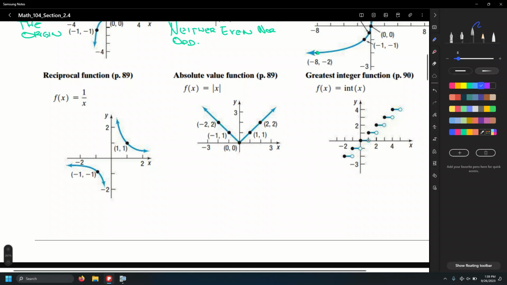All right. So number one, let's think about this function, even or odd. f of x equals 1 over x. Odd? Do we agree with odd? So yeah, do you see the symmetry here about the origin? Yep, odd. Symmetric about the origin.